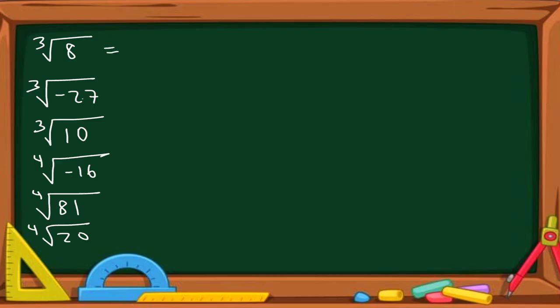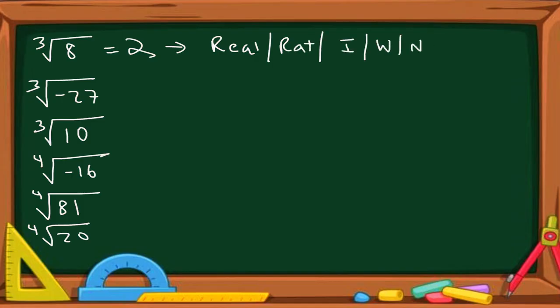Well, first see if you can simplify. The cube root of 8 is 2, because 2 times 2 times 2, 3 times, is 8. So we could simplify that into an integer, which makes it real, it's rational, and it's an integer. It's also a whole number and a natural number.